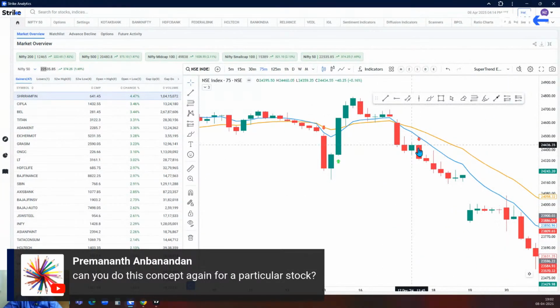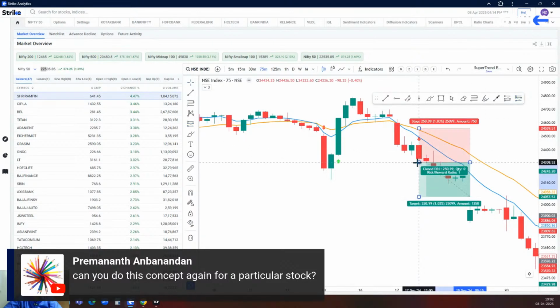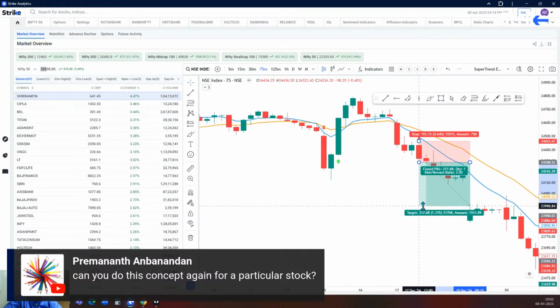So this was a short trade over here, but the sell signal of the moving average came before the super trend indicator. But we will take the super trend indicator one, with stop loss above the high of this candle, 1:2, and this was achieved immediately.